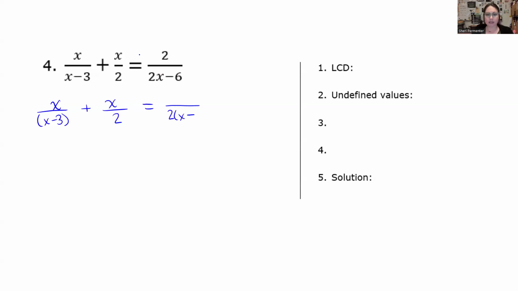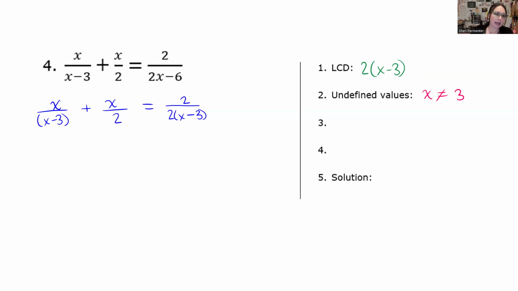6 divided by 2 is going to be 3. All right, so now looking at my GCF, my lowest common denominator is going to be 2 times x minus 3, so that it will cancel out all the denominators. So my lowest common denominator is going to be 2 times x minus 3. And as soon as I know my lowest common denominator, I can always identify my undefined values. So x cannot be equal to, and my lowest common denominator, I only have one x, so I only have one value. X cannot be 3.